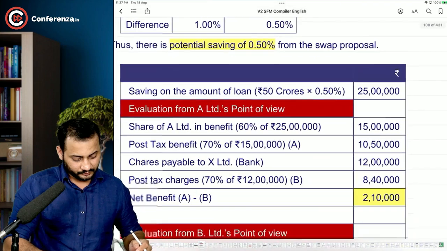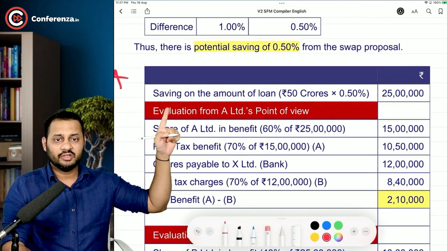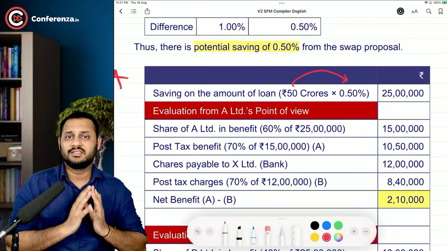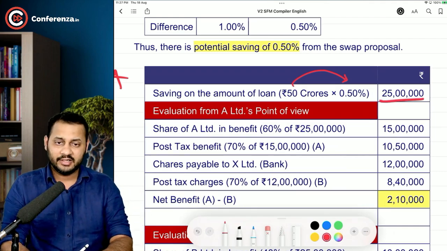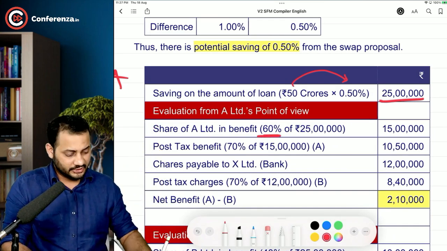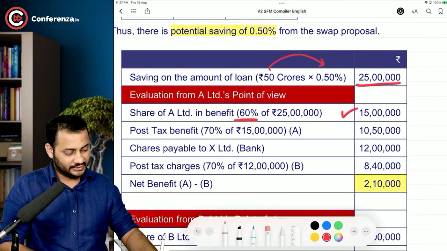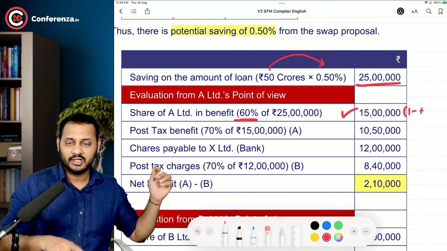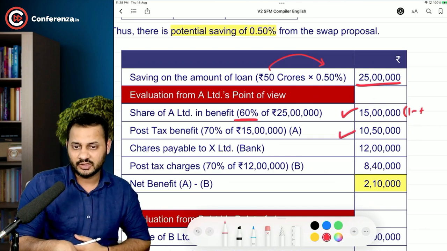Have a look. Let's take the first party, A Limited. Now, saving on the amount of loan, 50 crore into 0.50%. This is the total saving to both the parties, which is 25 lakh. Now, understand that A Limited wants to keep 60% of the saving, which comes to 15 lakh. Clear? Post-tax benefit, that means he is going to pay tax on this because this is a profit. 15 lakh is a profit. We will pay tax on this. So post-tax benefit is 10,50,000.